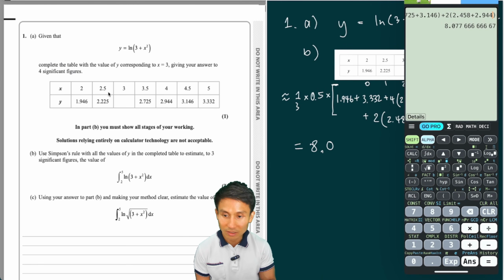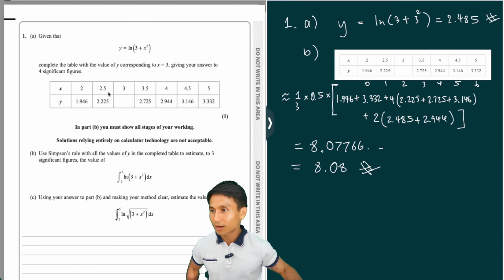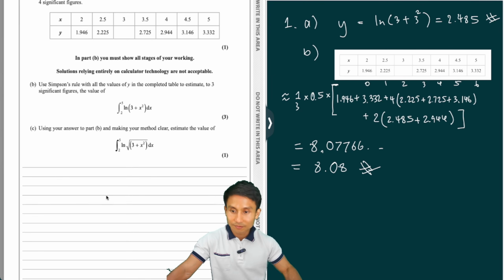So what do we do? 3 significant figures. So 7, 7, 6, 6, and so on. So that's 8.08. That's it. And that's part B done.